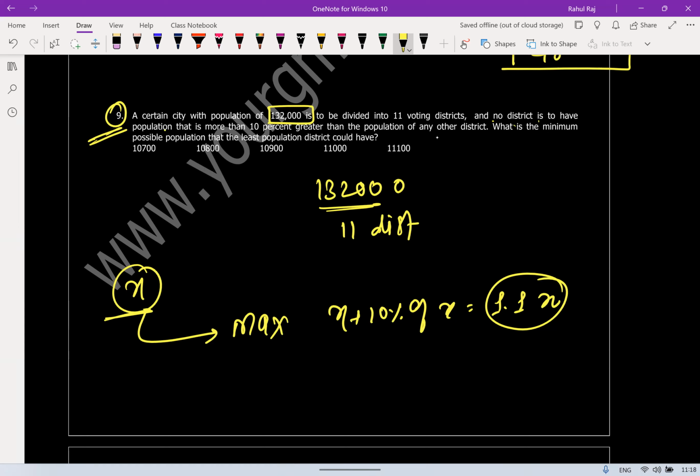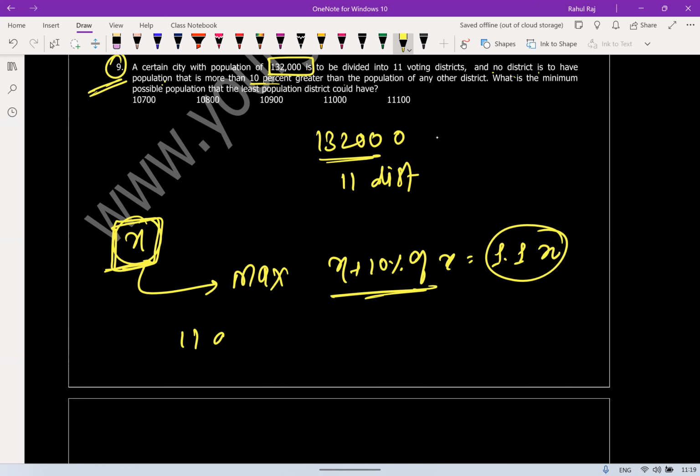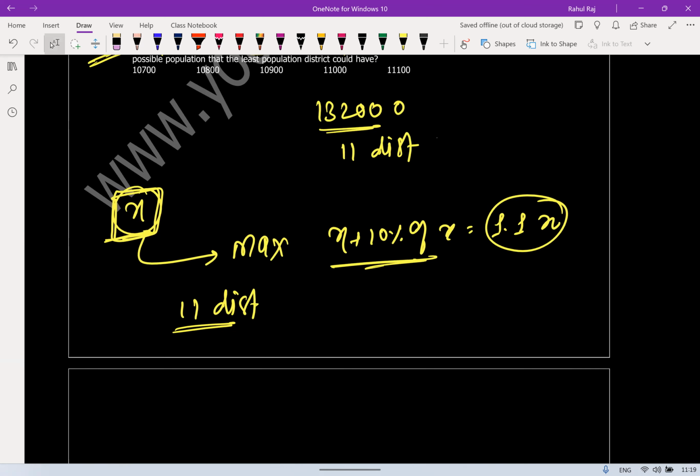This is the maximum population that another district can have based on the condition given in the question, that no district is to have a population more than 10% greater than the population of any other district. So let's say the population of any other district is X. The maximum population that other districts could have is 1.1X. Now the question is asking what is the minimum possible population that the least district could have. Now there are 11 districts in front of us. You have to divide the population in such a way that you find the minimum possible population. So to get the minimum possible population, I'll keep one district as the minimum possible population and 10 districts I'll make maximum possible population.